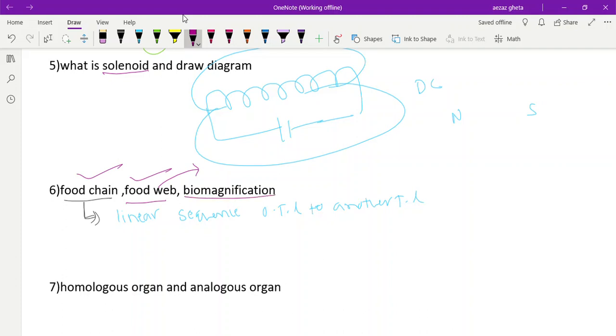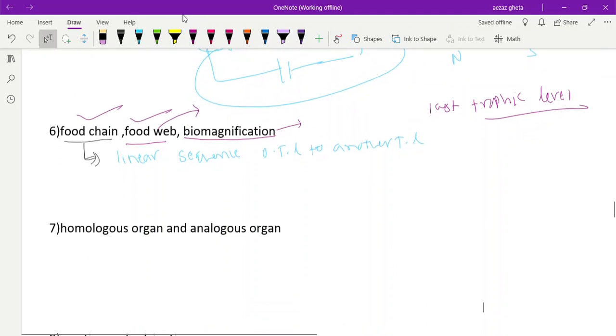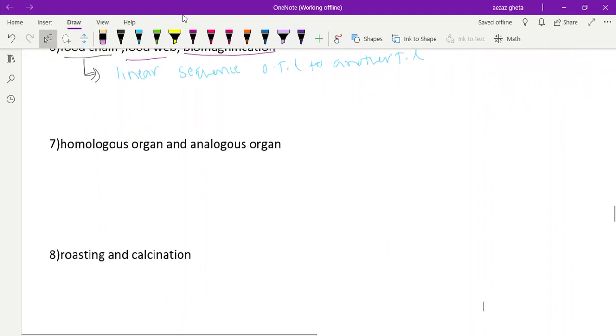What is biomagnification? In biomagnification, the concentration of non-biodegradable substances or toxic chemicals increases with increase in trophic level. So the last trophic level will have more of that non-biodegradable or toxic substance. The whole food chain will be affected and destroyed, because this non-biodegradable substance cannot be removed. Understood?